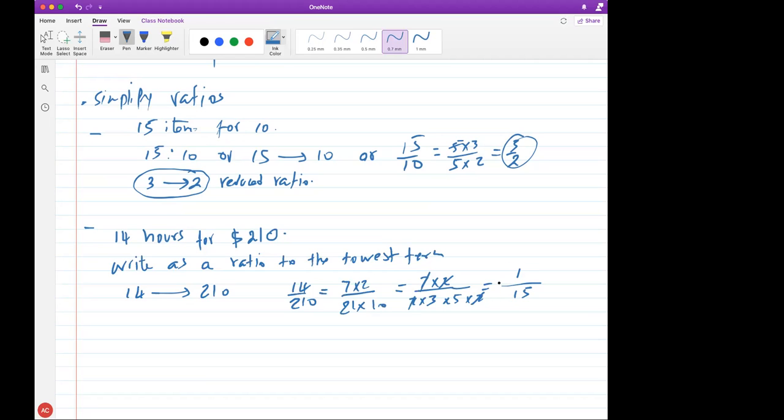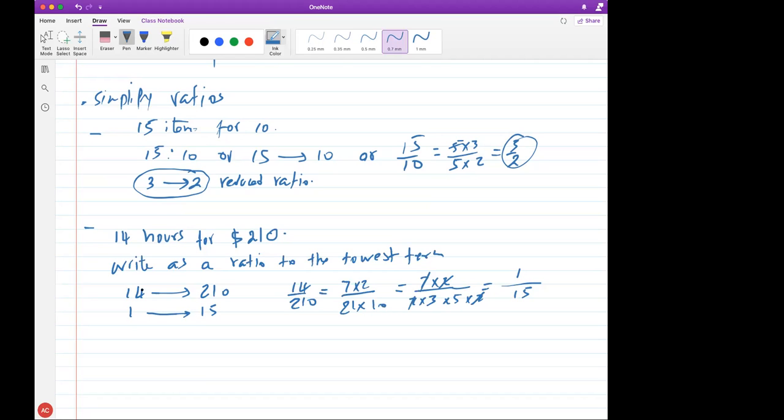What does this represent, 1 over 15? It's basically the $15 an hour. Exactly. So this is the unit rate we talked about. So this is the same as 15. Okay, so this ratio is the same. So now it makes more sense.